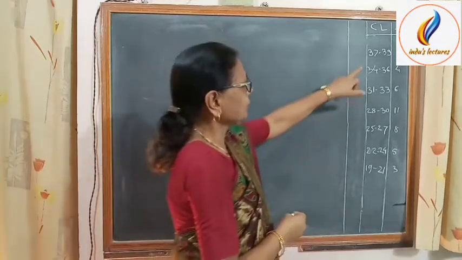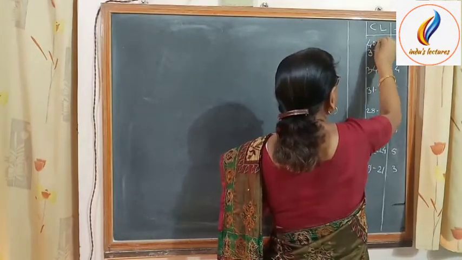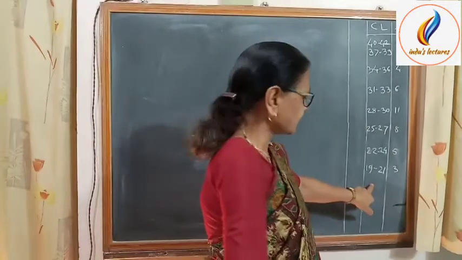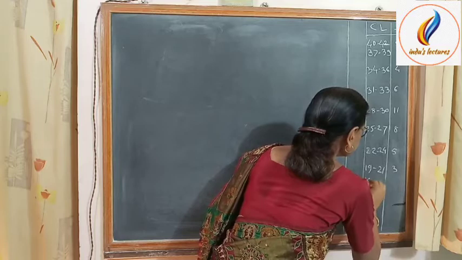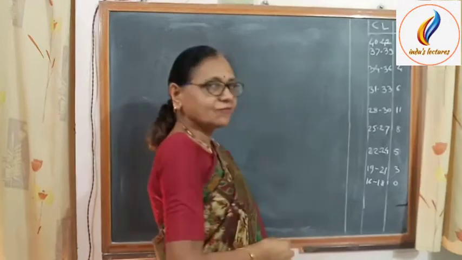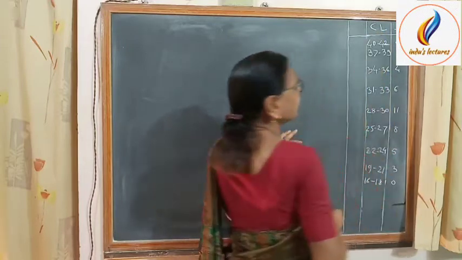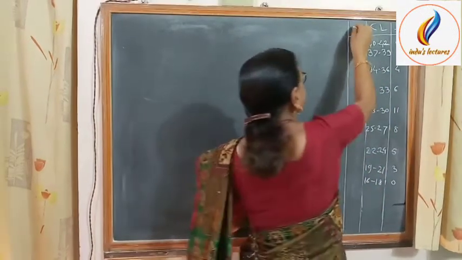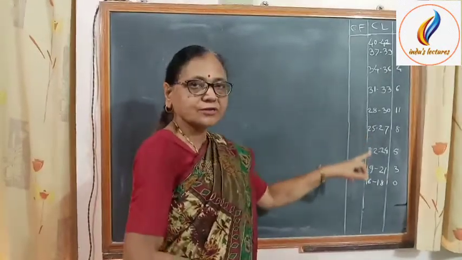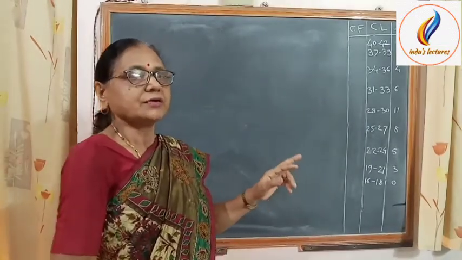Above, we take an extra class interval 40 to 42, and its frequency is 0. Below the distribution we take the extra class interval 16 to 18, and its frequency is 0. Now we will find the cumulative frequency first. We denote cumulative frequency as CF, capital F, because small f is used for showing frequency and capital F is used for showing cumulative frequency.